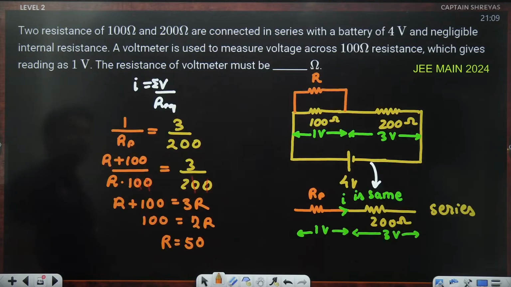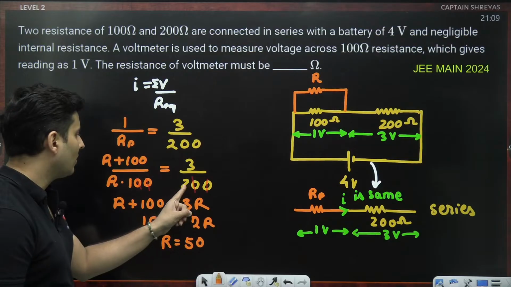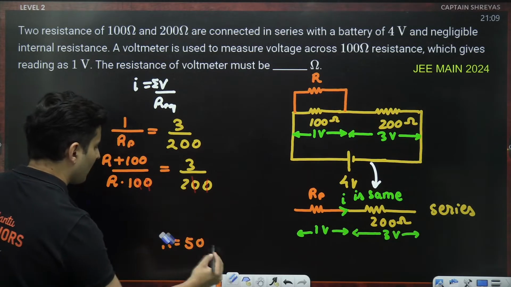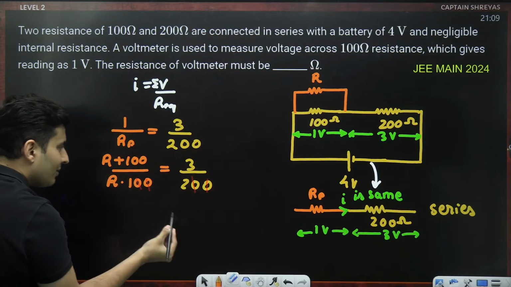Oh, I have made some mistake. Just check this out. Yes, I have made a mistake. While cross multiplying, I forgot to write it as 2R. So sorry, that was a mistake. These kinds of silly mistakes do happen, guys.